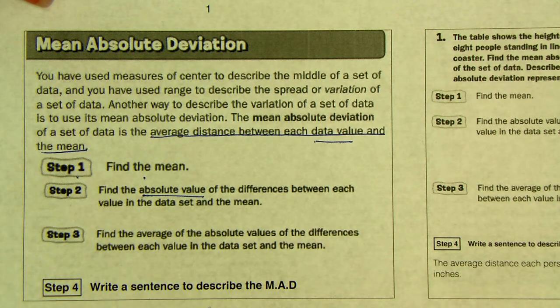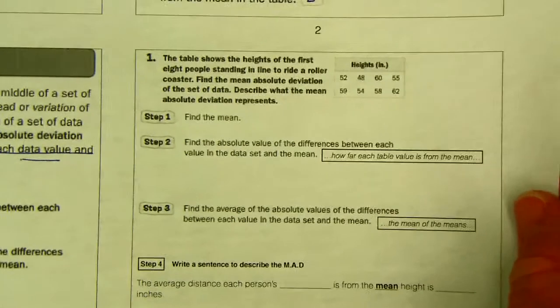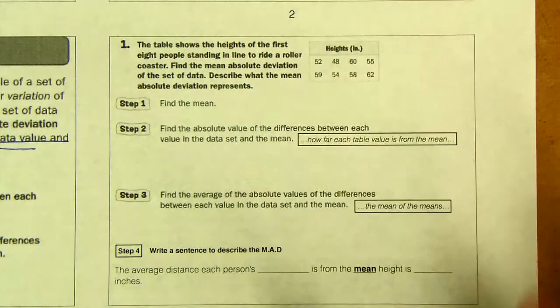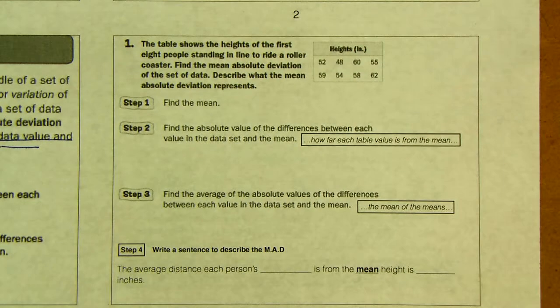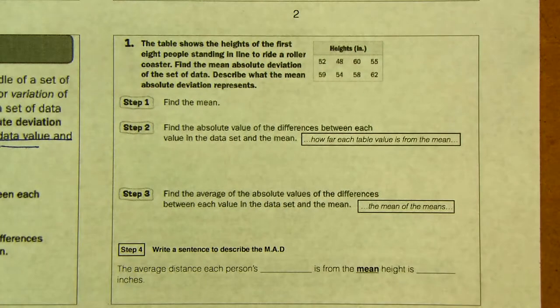Here we go. We have a table of 8 people standing in line for the roller coaster, and there are their heights in inches. So first of all, find the mean absolute deviation and then describe what it means. To find the mean absolute deviation, the MAD, we have to start with finding the mean.